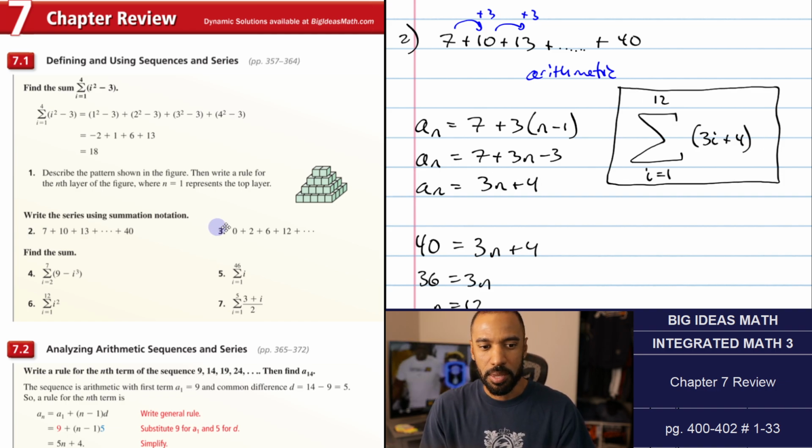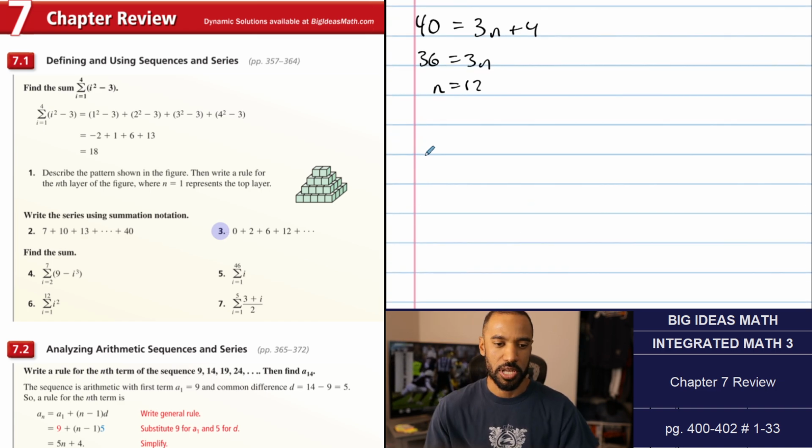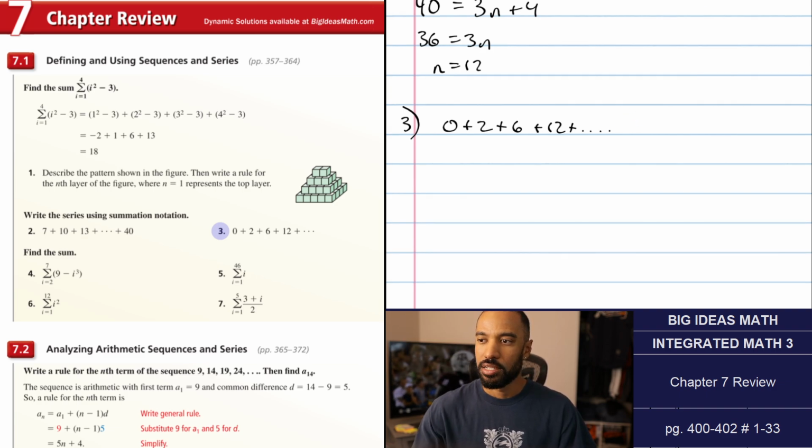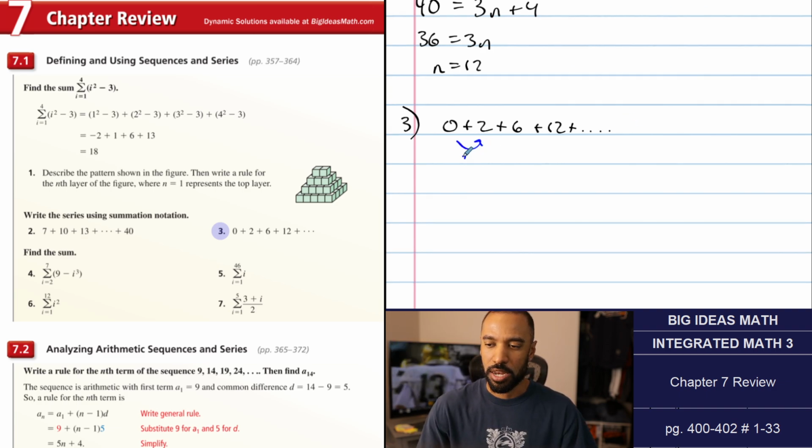Number 3, we get to do the same thing again, only this time it might be a matter of a different kind of rule, because this does not look like a common difference. So on number 3, I have 0 plus 2 plus 6 plus 12 plus, etc. Definitely not arithmetic. In fact, this might appear to be quadratic like the last one, like number 1.